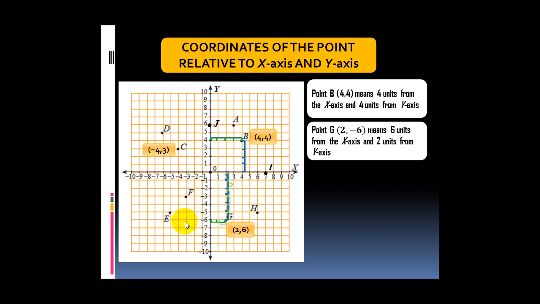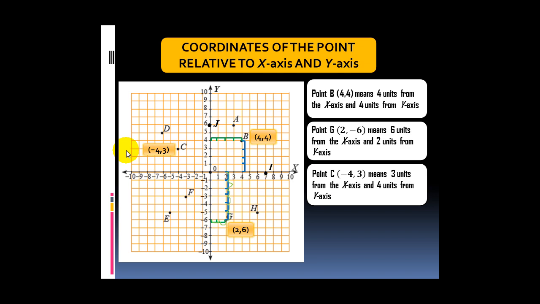Oh, sorry, the point G is not 2, 6, but 2, -6. Okay, next point C with the coordinates -4, 3. It means 3 units from the x-axis and 4 units from the y-axis.